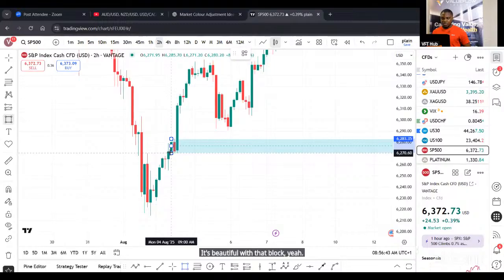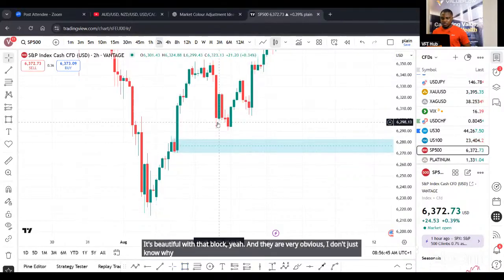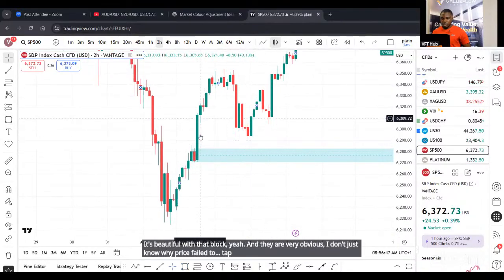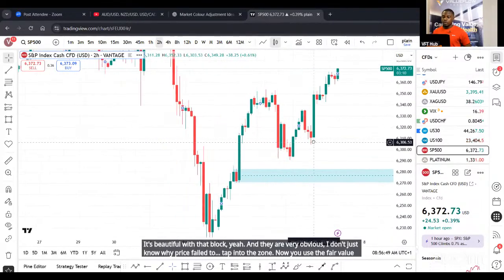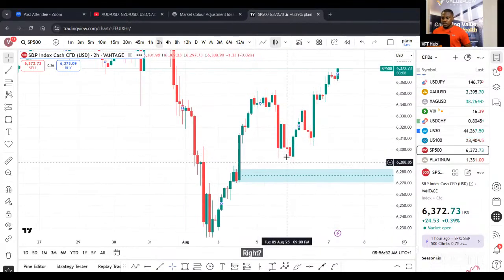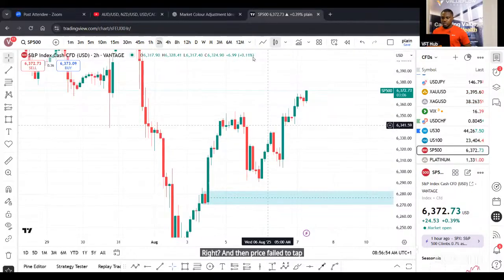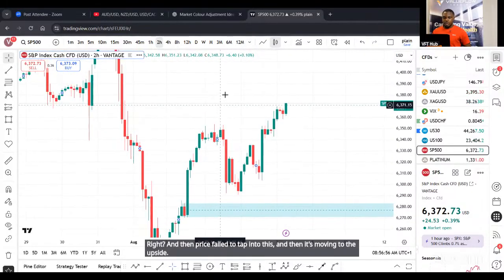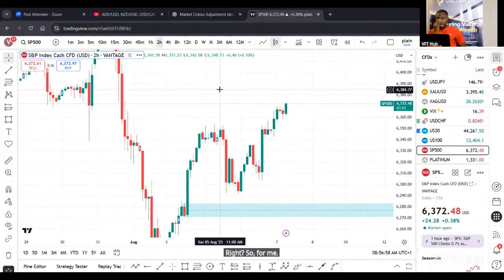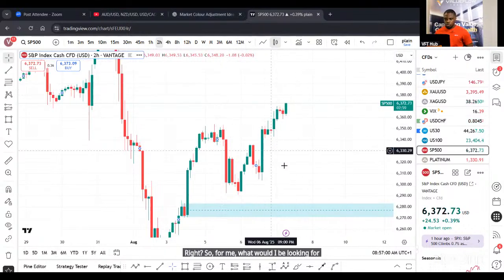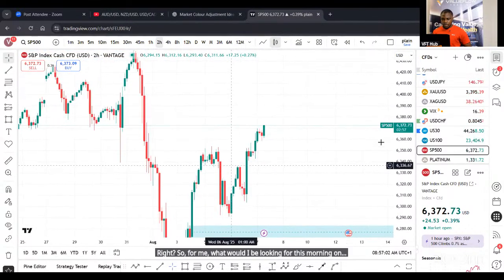And they were very obvious. I just don't know why price failed to tap into those zones. You now use the fair value gap instead of the other block, right? And then price failed to tap into this, and then it's moving to the upside, right? So for me, what would I be looking for this morning on US S&P 500?